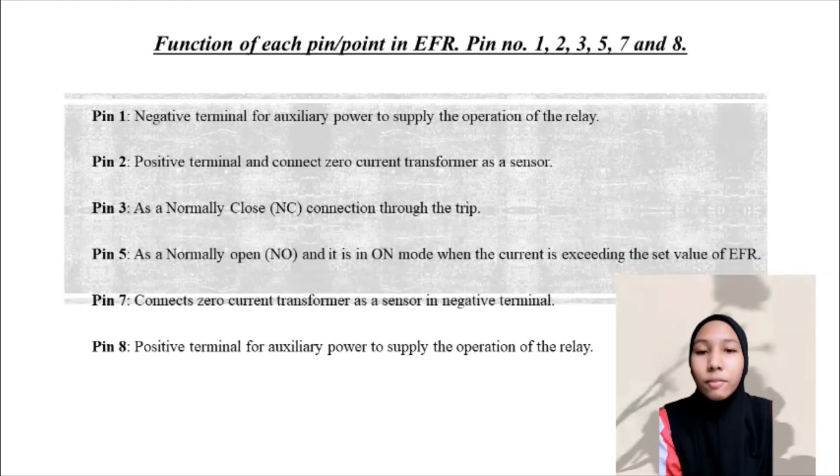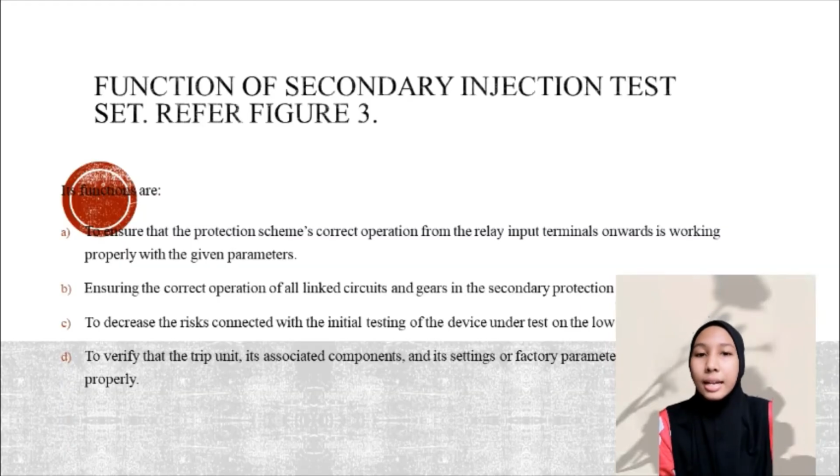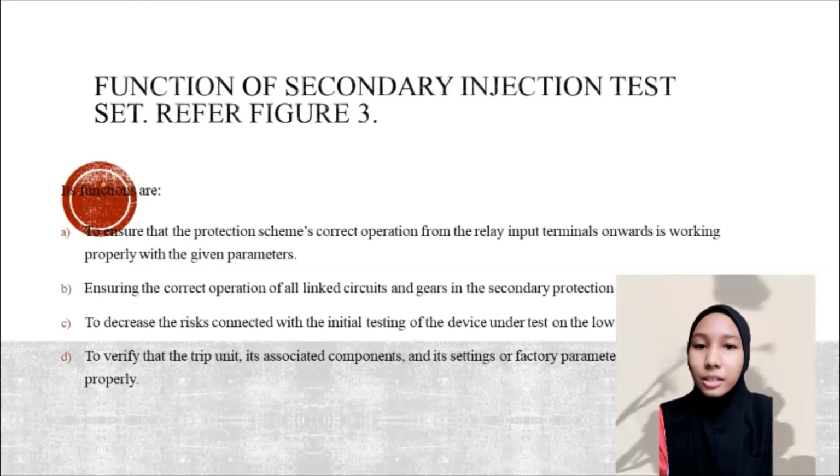Pin number 5 acts as a normally open contact, and it is in on mode when the current exceeds the set value of the EFR. Pin number 7 connects the zero current transformer as a sensor in negative terminal. And lastly, pin number 8 is the positive terminal for auxiliary power to supply the operation of the relay. And then, what is the function of the secondary injection test set?